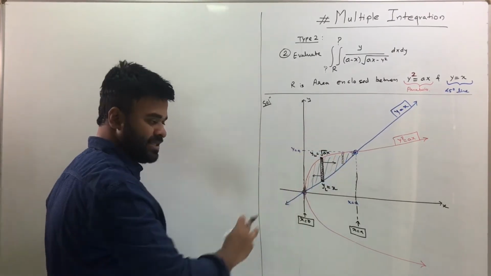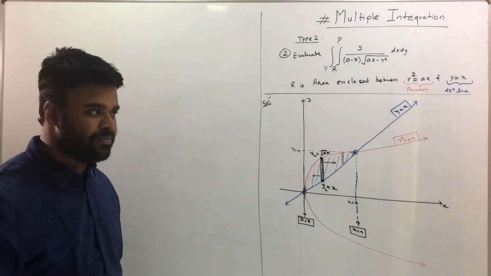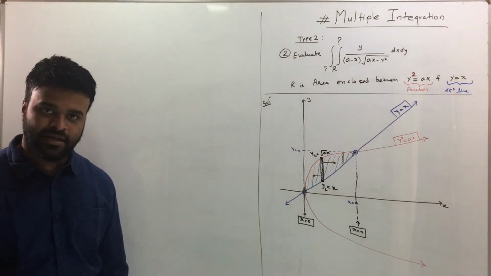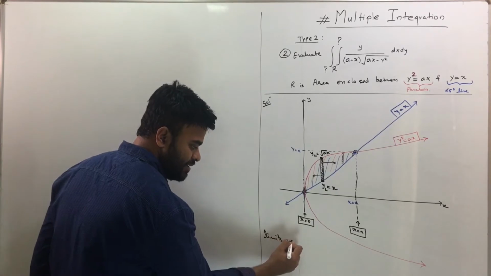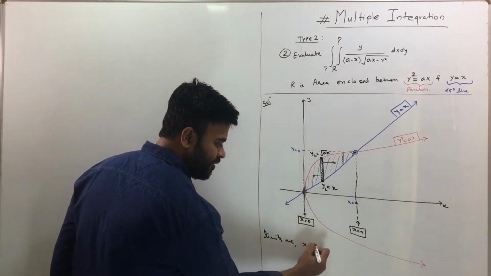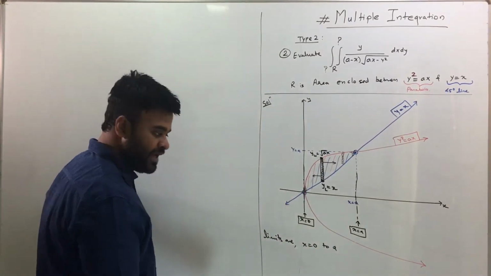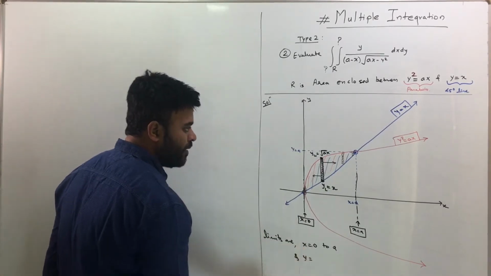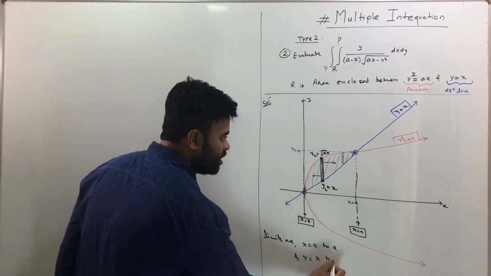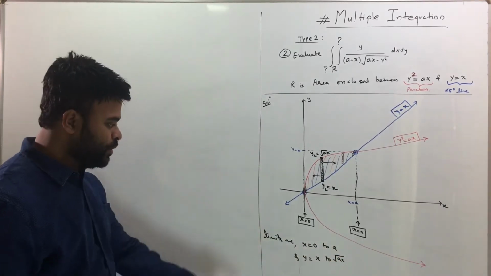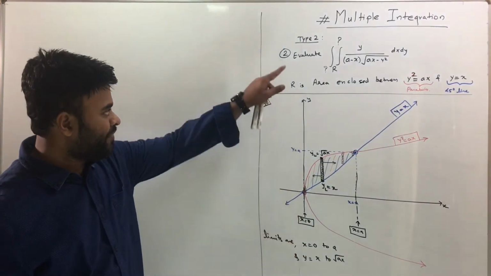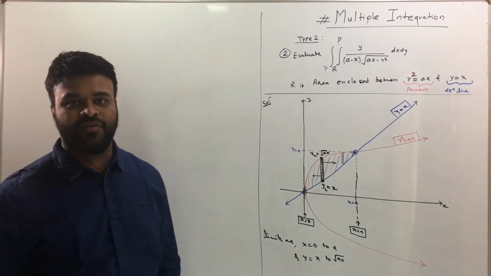So from this region, with the help of the vertical strip, we figured out the limits of the integral. And let me write down those limits. Limits are, well, you have x going from 0 to a, and y will go from x to root ax. Now you can use these limits on that integral and we can now solve the integral.